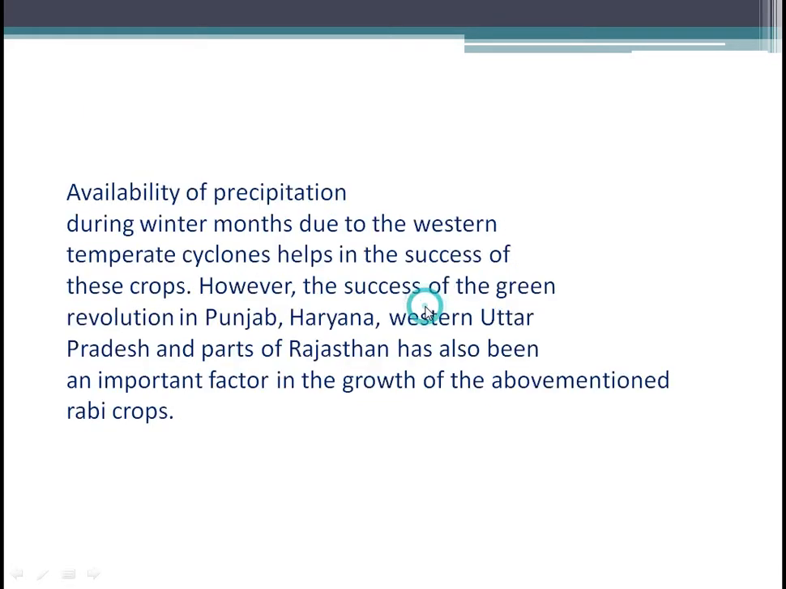Availability of precipitation during winter months due to western temperate cyclones helps in the success of these crops. However, the success of the Green Revolution in Punjab, Haryana, western Uttar Pradesh and parts of Rajasthan has also been an important factor in the growth of the above-mentioned Rabi crops. Dear cadets, please make a note of it: what Rabi crops are, which crops are grown in that season, and the importance of cyclones.